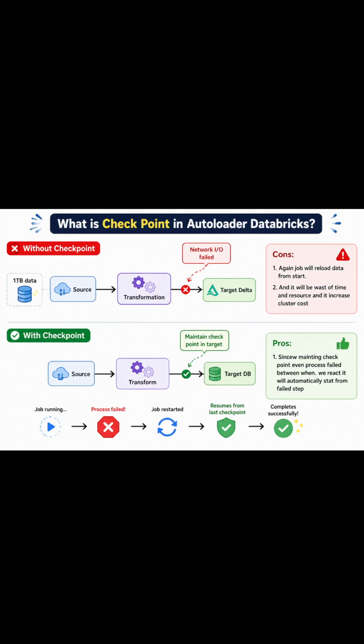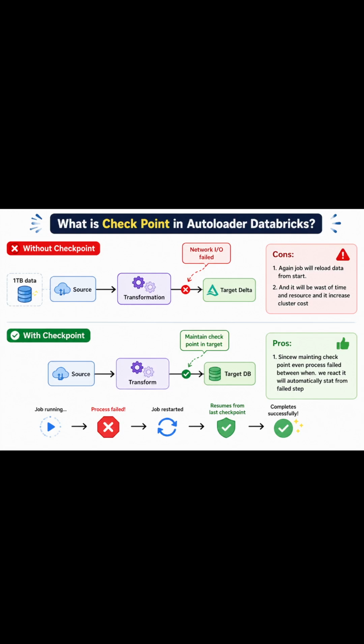So when you are running with the autoloader, you need to use checkpoints. When you apply the checkpoint, whenever there are any failures or network issues and you run the job, it starts from that particular point where it failed. That is one of the major importances of checkpoint.